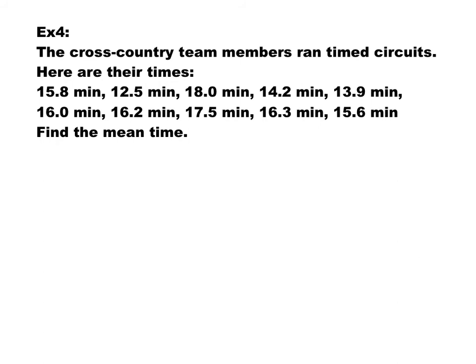The mean, or the average, is the sum of all the times divided by the total number. We have 2, 4, 6, 8, 10. So we have to add all the numbers, then divide it by 10. So let's start adding the numbers. The first two numbers we are going to add is 15.8 plus 12.5.